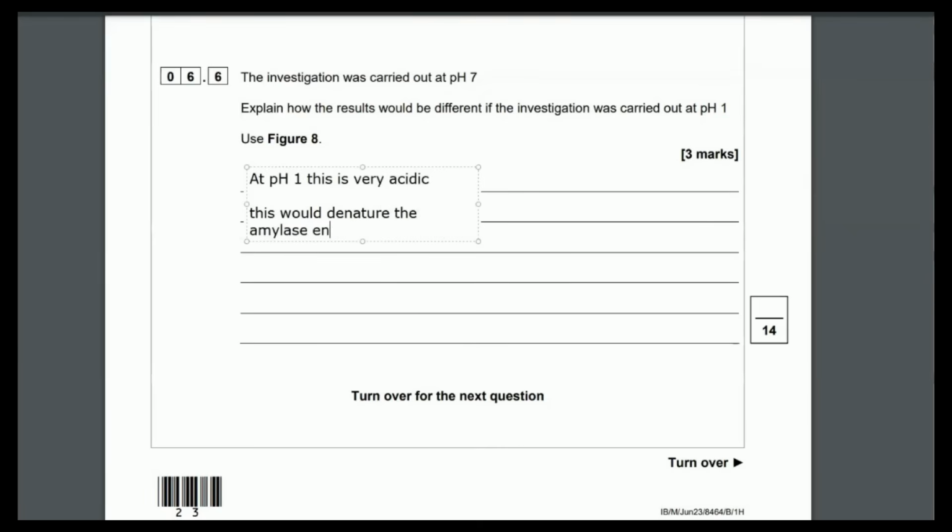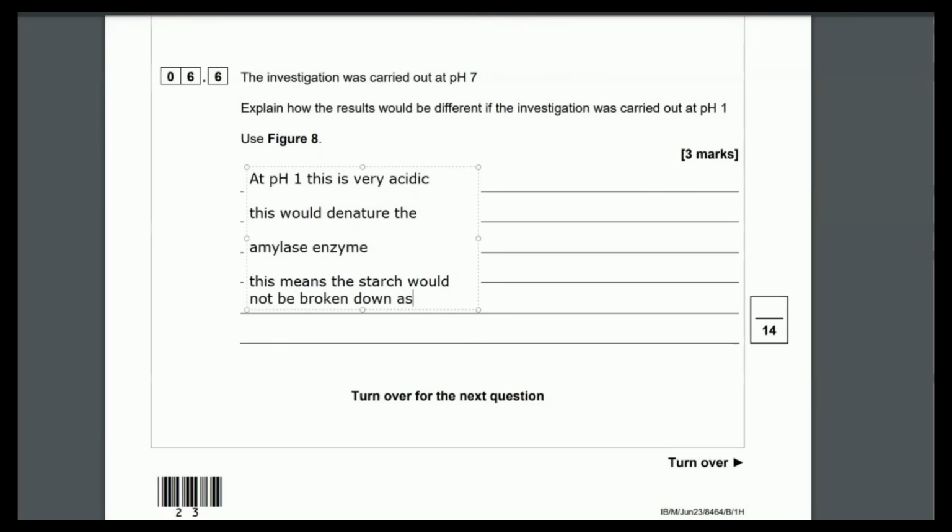Okay, the investigation was carried out at pH 7. Explain how the results would be different if it was carried out at pH 1. Well, pH 1 is very acidic. Hopefully you know that's the strongest acid. You do that in chemistry. A much lower pH means more acidic, and it would actually denature this enzyme, amylase. It doesn't work in those acidic conditions. Protease loves it. So pepsin, the enzyme in the stomach, loves acidic conditions, but amylase doesn't.